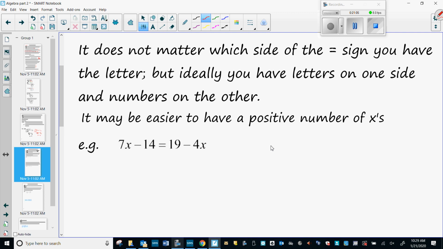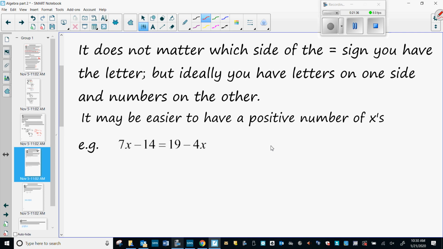So what we often do is we say, I've got a 7x here, and what have I got on this side? Be careful. I don't have 4x. I have a negative 4x. So hopefully we can see that we've got more x's on this side. So I'm going to keep my letters on the left here.